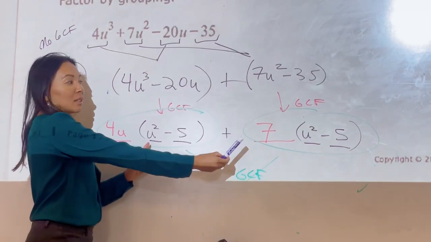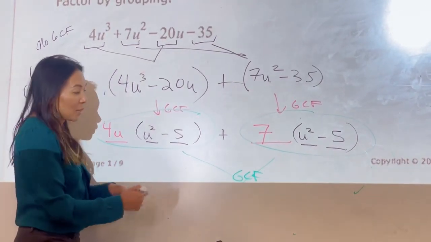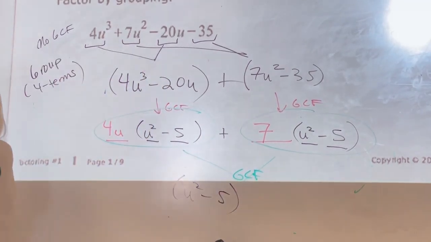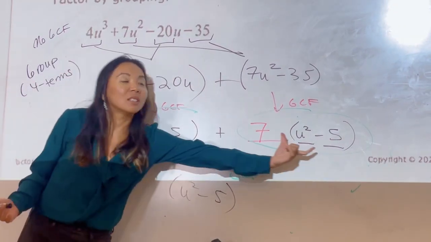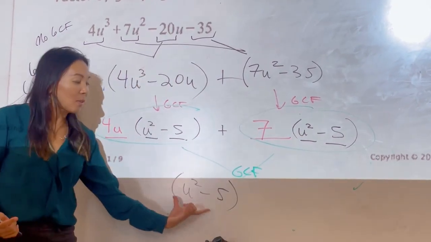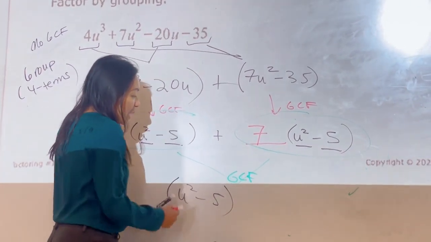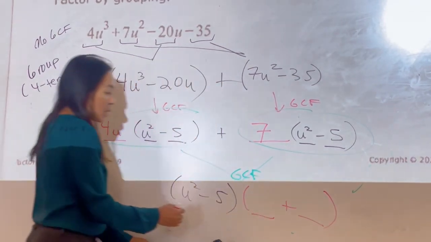These 2 groups. U squared minus 5. Right, U squared minus 5. So U squared minus 5 is now the greatest common factor. So the greatest common factor doesn't just have to be a number, right? It could be this whole polynomial. Right? U squared minus 5 in parentheses is a factor. And therefore, what goes inside the parentheses now? I have blank plus blank.